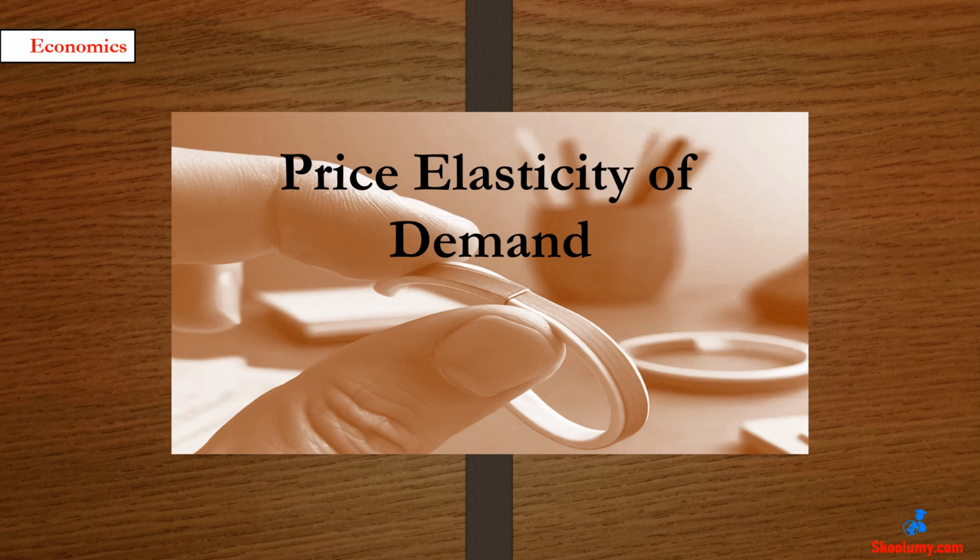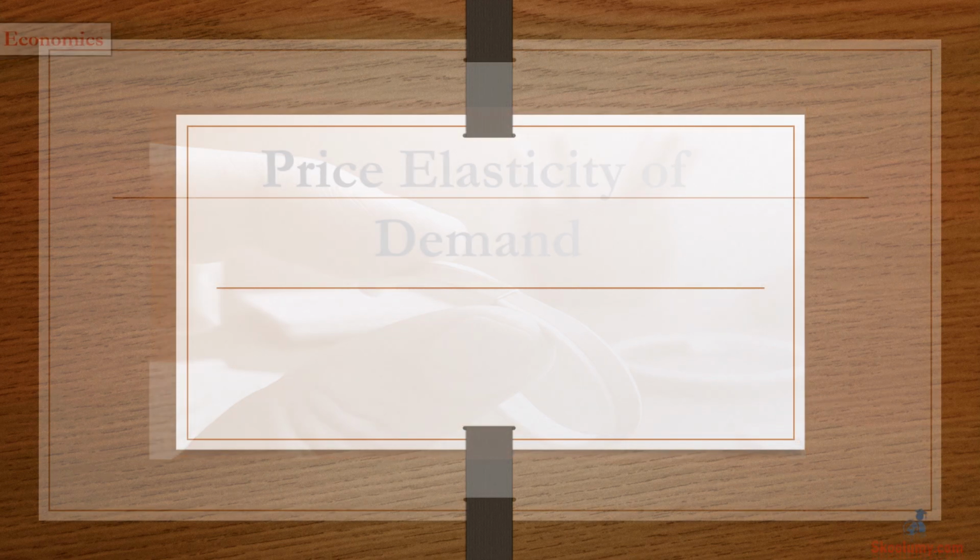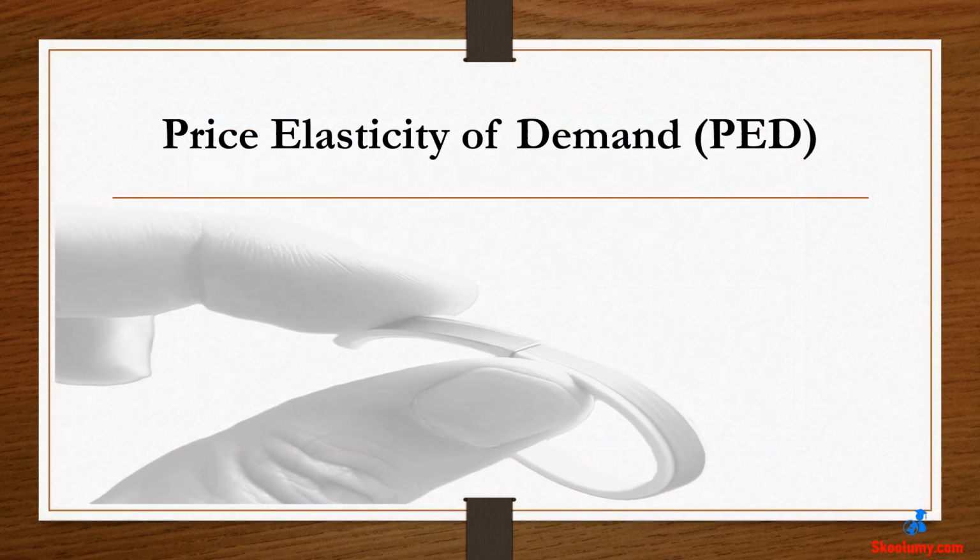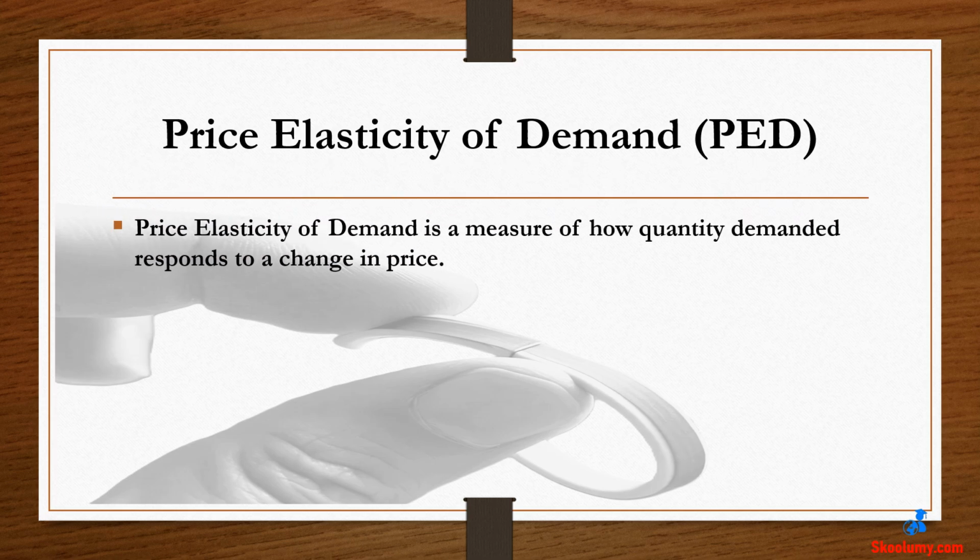We are going to delve into the topic, price elasticity of demand, PED. It is one of the types of elasticity of demand. Elasticity of demand measures how a change in quantity demanded is affected by a change in a product's price, income, or prices of related products. Price elasticity of demand is a measure of the responsiveness of quantity demanded to a change in price.